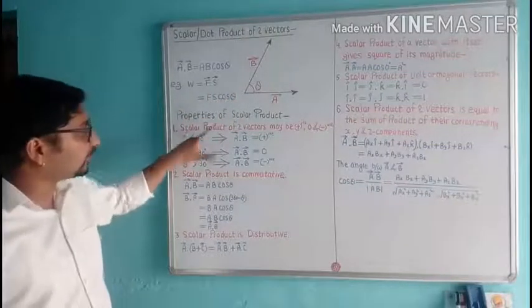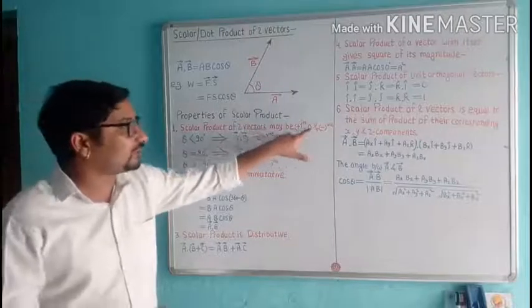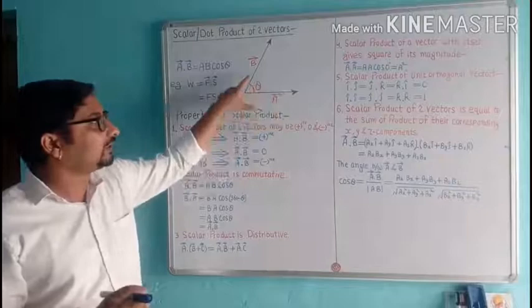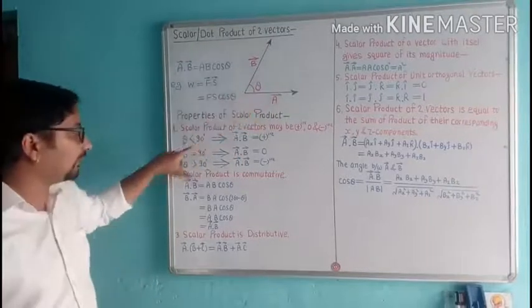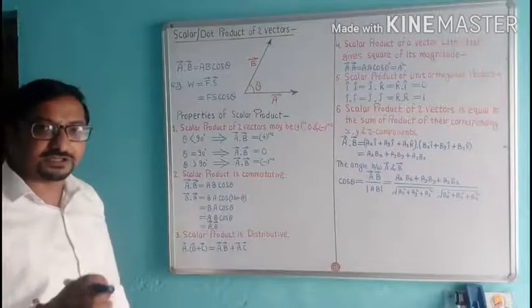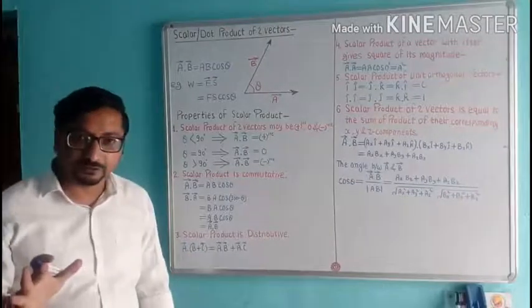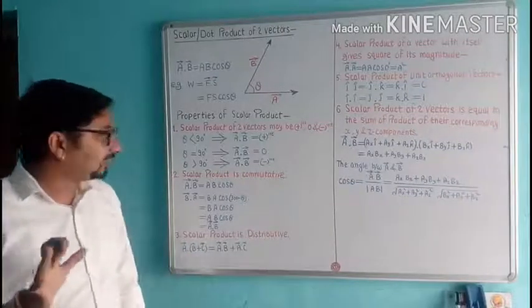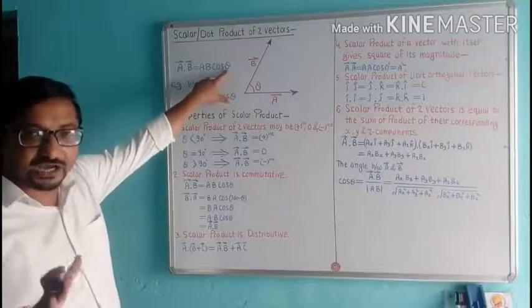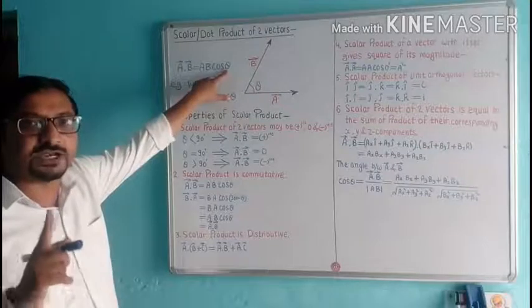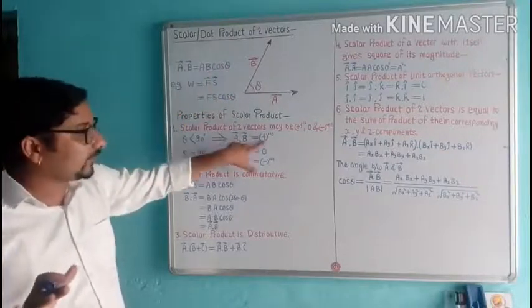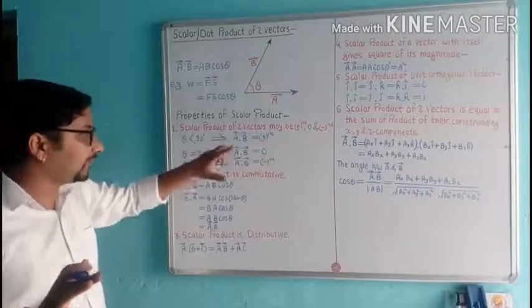Number one, the scalar product of two vectors may be positive, zero or negative. It depends on the angle between the two vectors. If theta is less than 90 degrees, for example, take theta equal to 60 degrees, then A dot B is equal to AB cos 60, and the value of cos 60 is 1 by 2. That is AB by 2, a positive value.